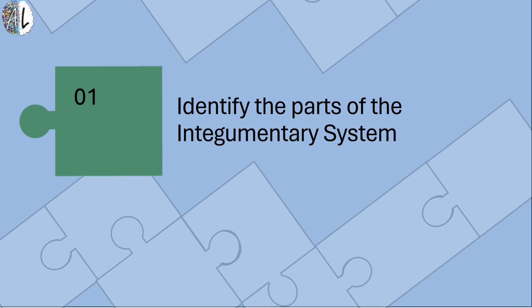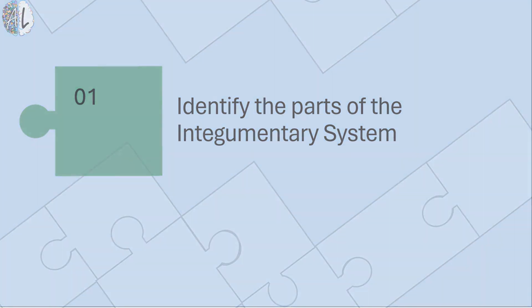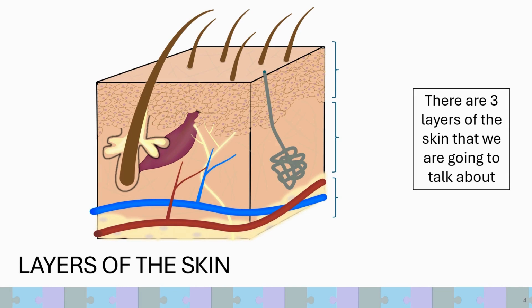All right, first up, we're going to take a look at the different parts of the integumentary system, the layers of the skin, and then we'll take a look at some of the terms. There are 3 layers to the skin, and so we're going to take a look at the different layers. And you can see on the right-hand side of this picture here that there are 3 brackets, representing the different depths of different layers of that skin. And so let's first name what those are.